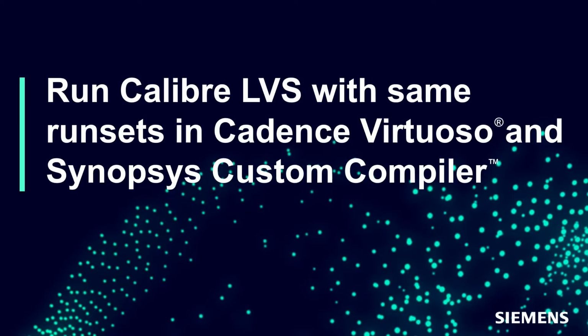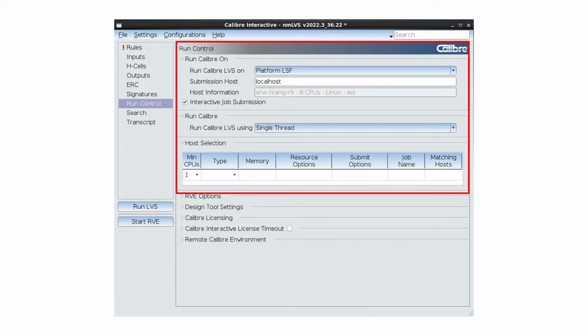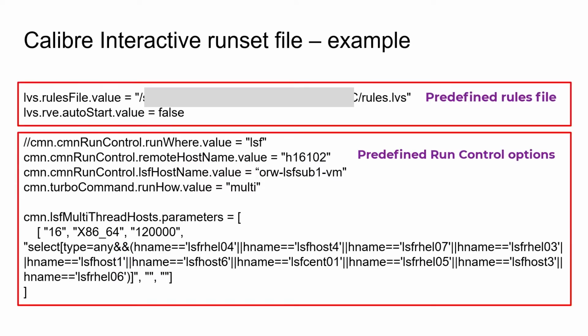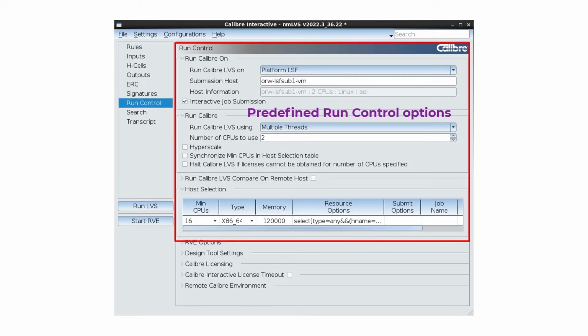This video demonstrates how to run Calibre LVS with the same run sets in Cadence Virtuoso and Synopsys Custom Compiler. Calibre provides an interactive GUI to modify options like Runs File and Run Control to run Calibre. Calibre Interactive Runset File allows you to use predefined options to run Calibre LVS from the Calibre Interactive GUI.